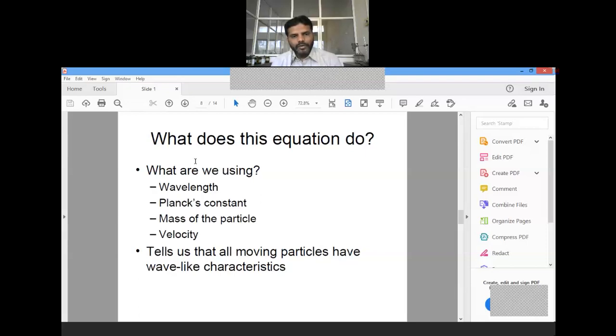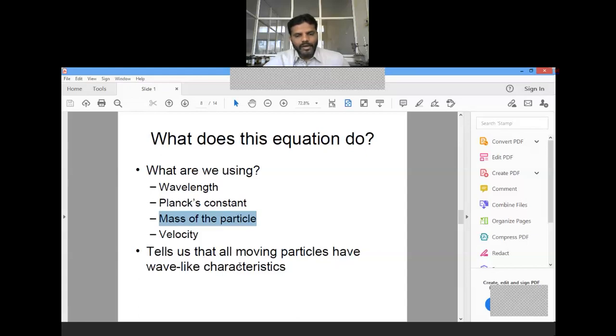So how many terms are there in the equation? First is wavelength, which is denoted by lambda. Second is Planck's constant, which is denoted by h. Then m is the mass of the particle, and v is the velocity. So is it possible to apply this concept to all particles? For example, if I move from one place to another, is it possible to apply this concept to me or the human body? No, it is not possible, because de Broglie's equation is applicable only to microscopic particles.